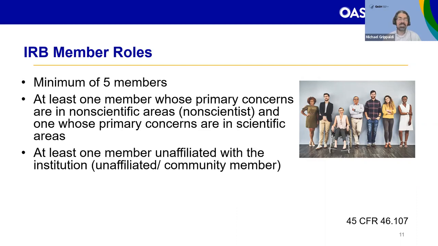So each IRB must have at least 1 member who's unaffiliated with the institution, and we'll be getting to this in several slides, I promise. And this member is routinely referred to as unaffiliated or community. And it's possible, as I alluded to earlier, for 1 member to occupy multiple roles. That is, it's very common to have the non-scientist also be the unaffiliated member, for example.